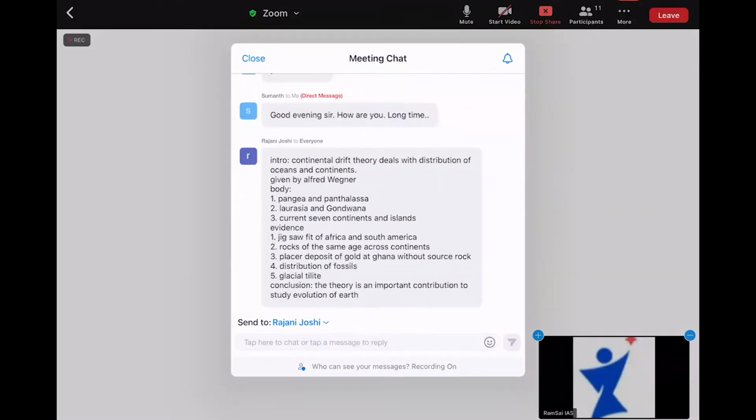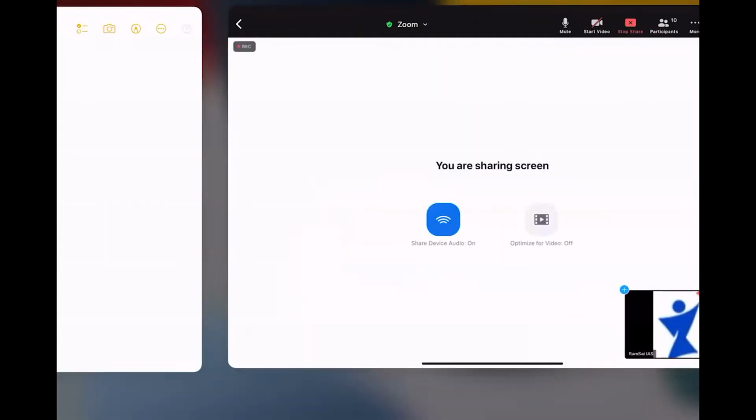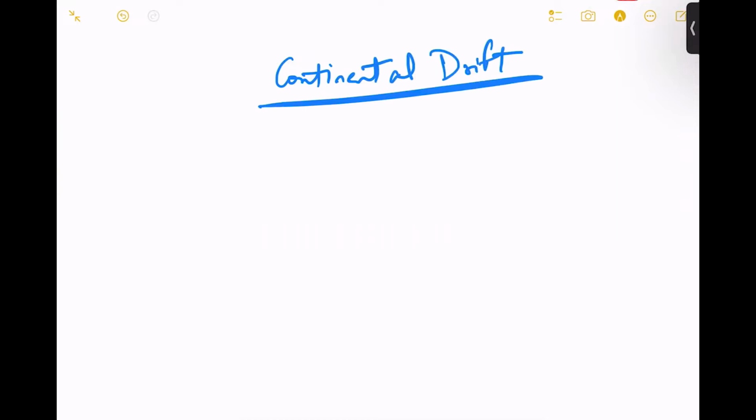Yeah, Rajni. So very good structure, and that is what is expected. So you have covered almost all the points which are important for this answer. So basically, what is this particular continental drift? Is my screen visible? Yes, sir. Okay.